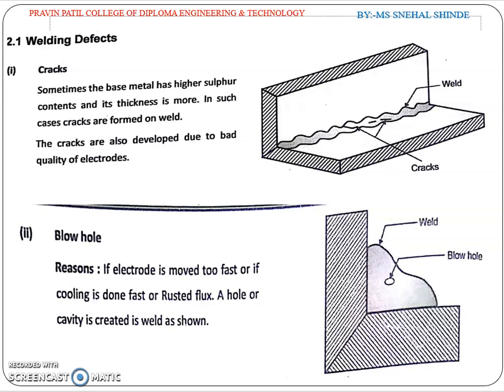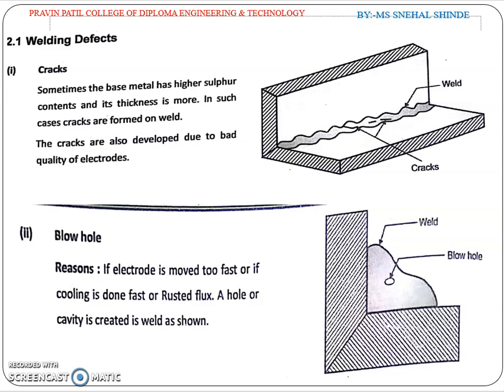So here are the welding defects. First is the crack. Sometimes the base metal has higher sulfur content and its thickness is more. In such cases, cracks are formed on the weld. Cracks are also developed due to bad quality of electrode.